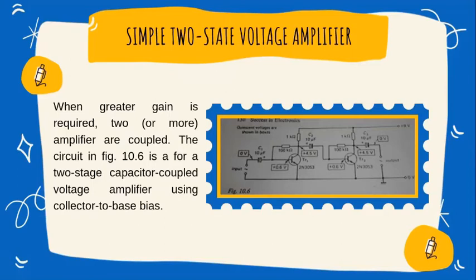Okay, thanks. A simple two-stage voltage amplifier. When greater gain is required, two or more amplifiers are coupled. The circuit in Fig 10.6 is a two-stage capacitor coupled voltage amplifier using collector to base bias.